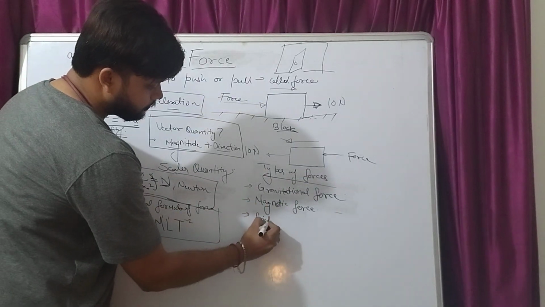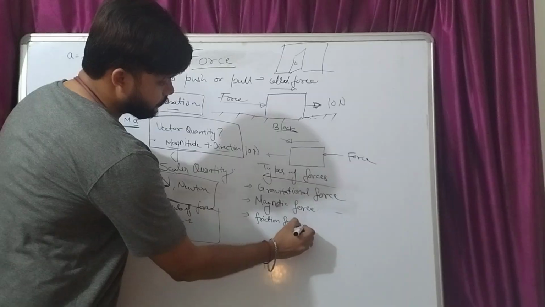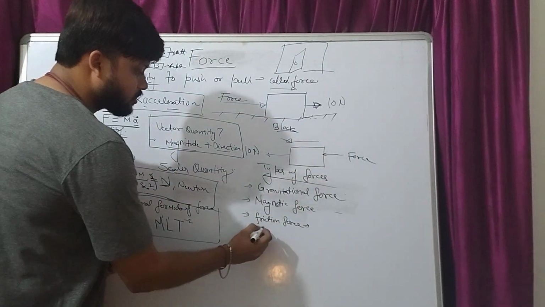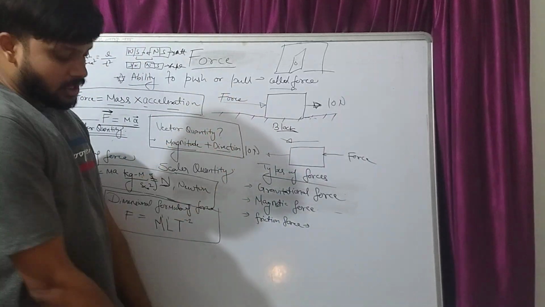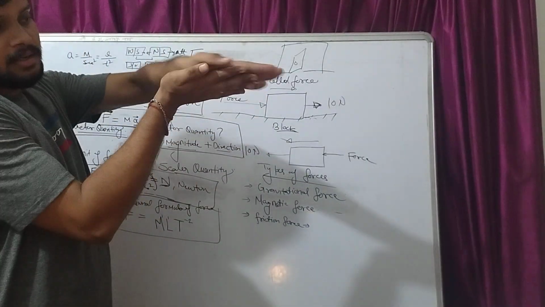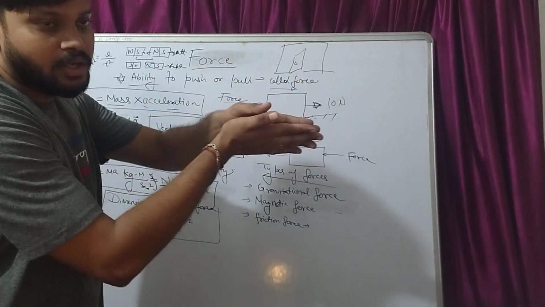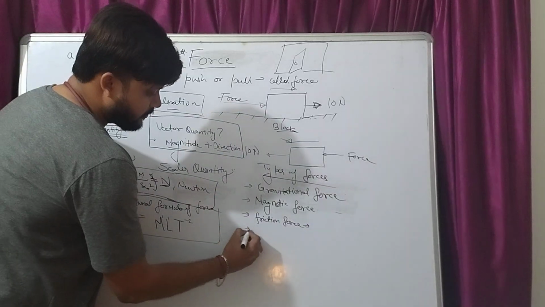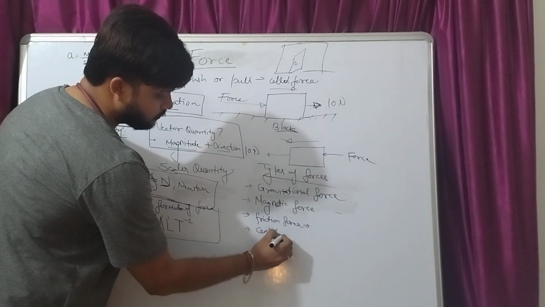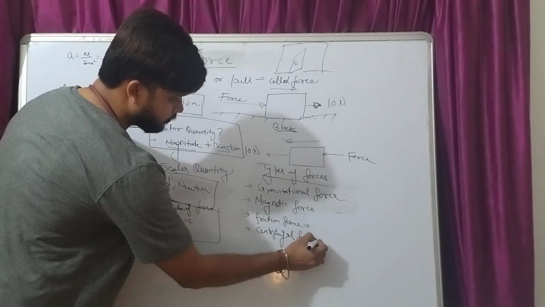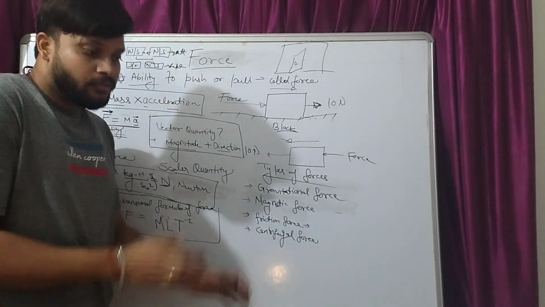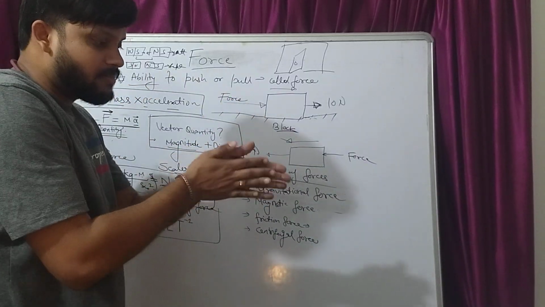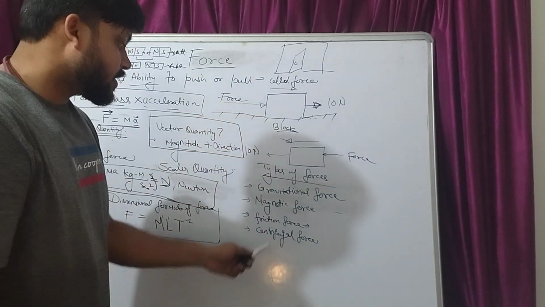Friction force. See, we are walking on the earth because of frictional force. When two surfaces come in contact, a force is applied that is called friction force. Also, we have centrifugal force, like churning of milk. When we churn the milk, the outward force applied with the help of the churner is called centrifugal force.